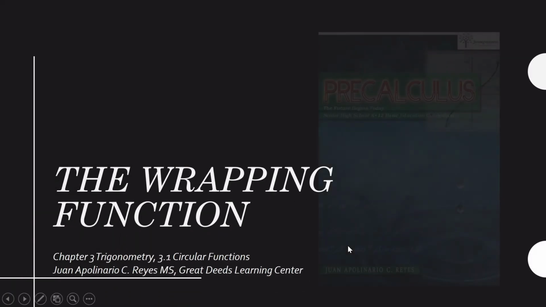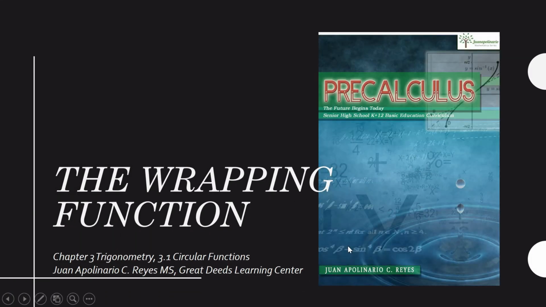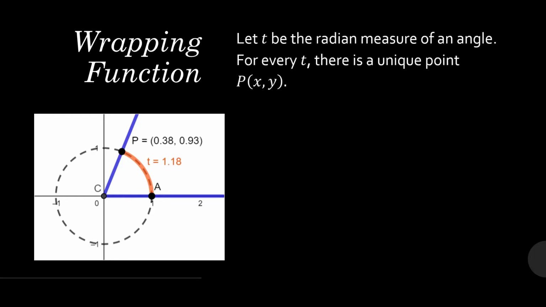In this video, I will introduce the wrapping function. So let us begin with the idea of a function. Let t be the radian measure of an angle. For every t, there is a unique point P with coordinates x, y. So that is in fact the part that is the function.